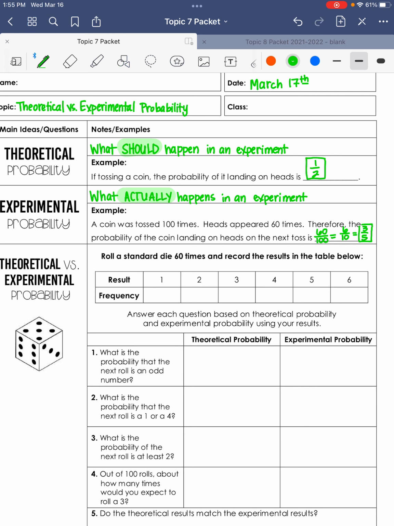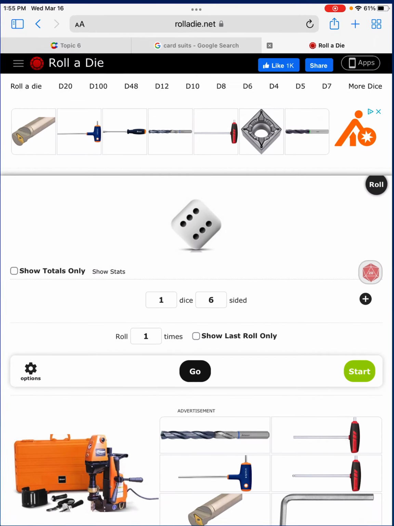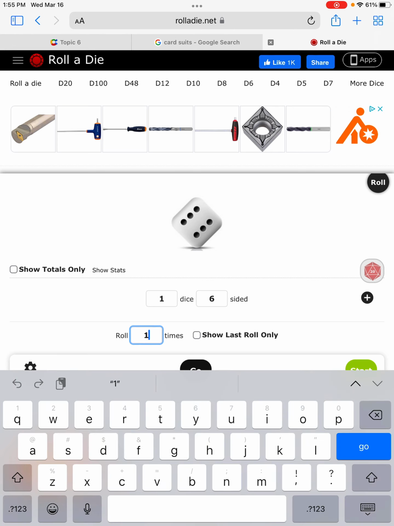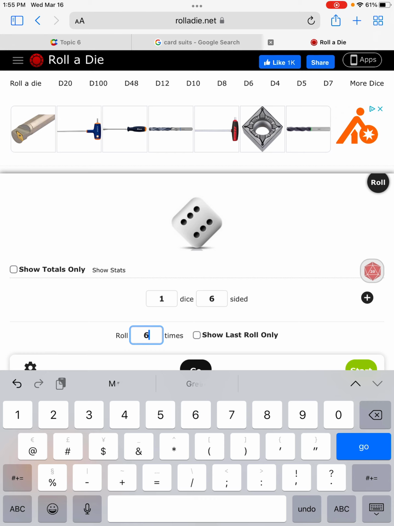So the example that we have here tells us that we need to roll a standard die 60 times and record the results in the table below. Now, I don't have a dice that I can do that with, so I'm going to go to a website, and we're going to do this from a website. So here I am. We've got a standard 6-sided dice, and we're going to change it so that we roll it 60 times because it tells us to roll it 60 times.